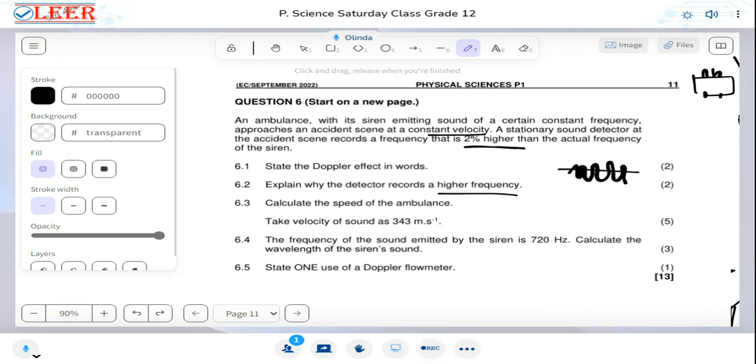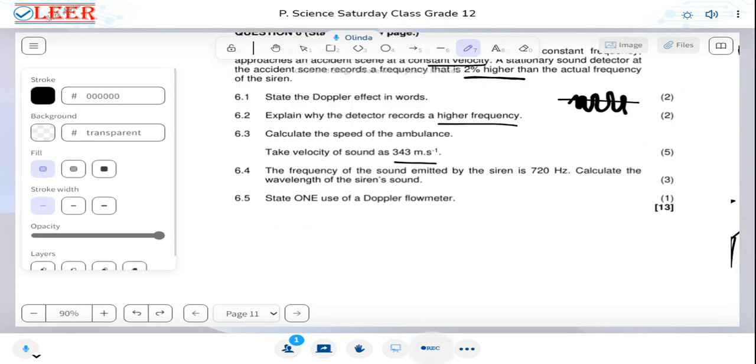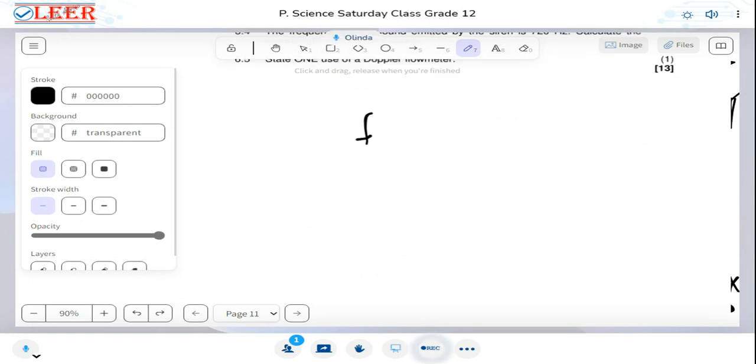Then we have 6.3, which says calculate the speed of the ambulance. Take the velocity of sound as 343 meters per second. So now we're calculating the speed of the ambulance. Same formula: frequency of the listener equals the velocity plus or minus the velocity of the listener, over the velocity plus or minus the velocity of the source, multiplied by the frequency of the source.